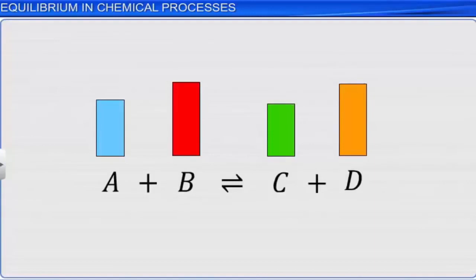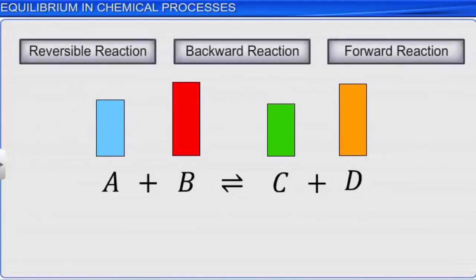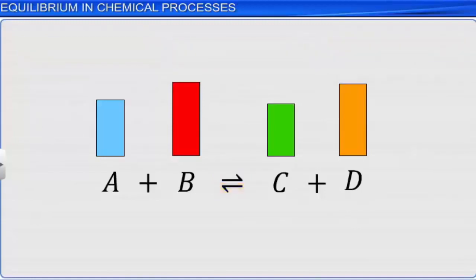Equilibrium in chemical processes, called chemical equilibrium, is the most important characteristic of reversible reactions. The characteristics of chemical equilibrium can be understood only when you are familiar with certain terms, like reversible reactions and forward and backward reactions. So, let's get acquainted with these terms first.